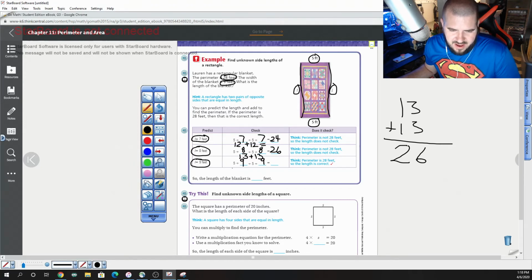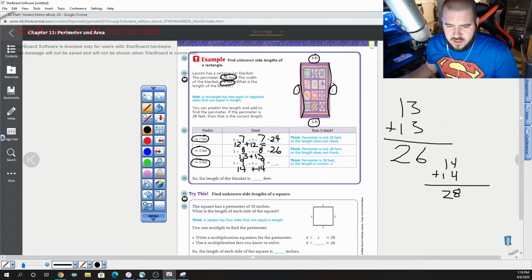So now we're going to have 14 plus 14. All right, 14 plus 14. 4 plus 4 is 8. 1 plus 1 is 2. This equals 28. And that matches up with what we were looking for up here. Okay, so 28, 28. So we know L, the length, has to be 9. So it's kind of taking a guess and adding the sides to figure out if we're right or not.